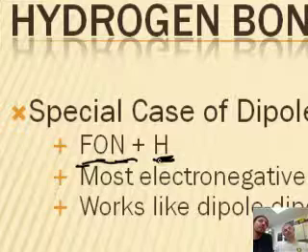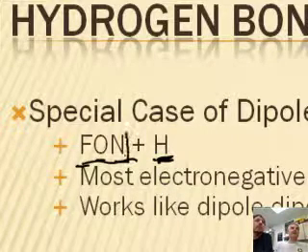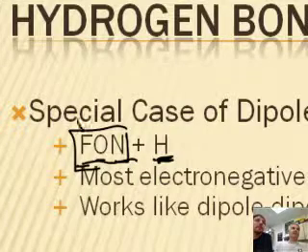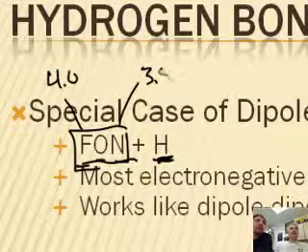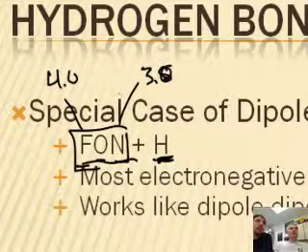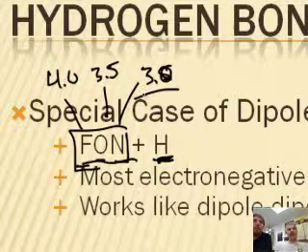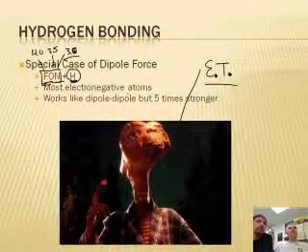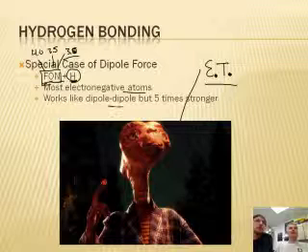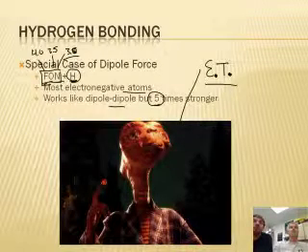F-O-N, phone home. And you see, these are the three most electronegative atoms that exist: F, O, and N. F, if you recall from previous podcasts, is about 4.0, N is 3.0, and O is somewhere in the middle, around 3.5. These are the most electronegative atoms connected to the smallest atom, hydrogen, that bonds. Helium is smaller, I guess, but it doesn't bond. So it works like a dipole-dipole, but it's just stronger, about 5 times stronger as a rule.